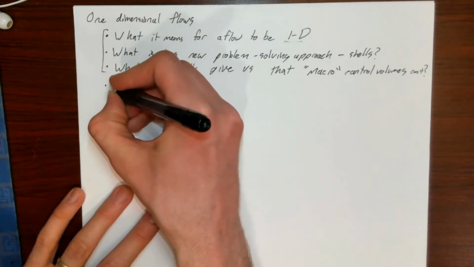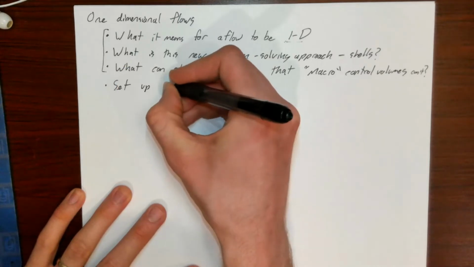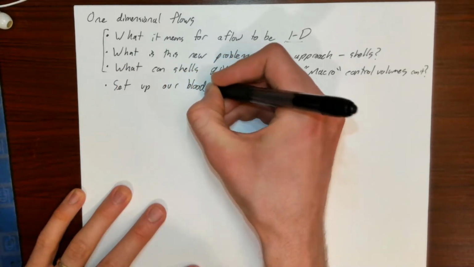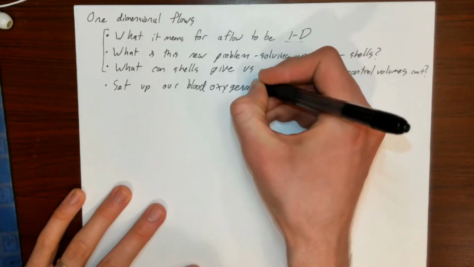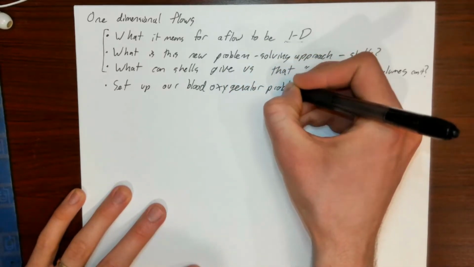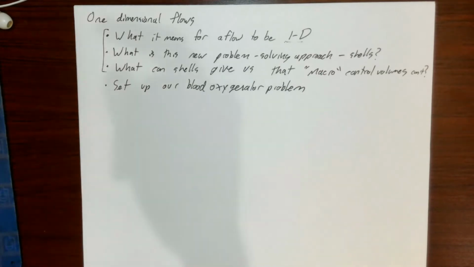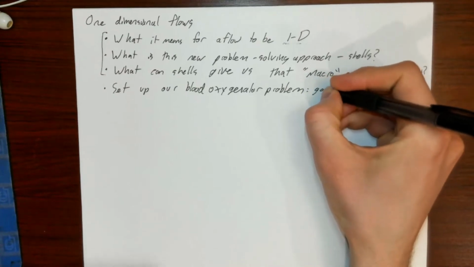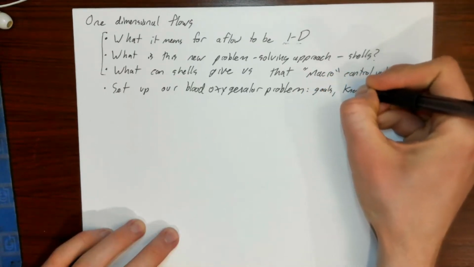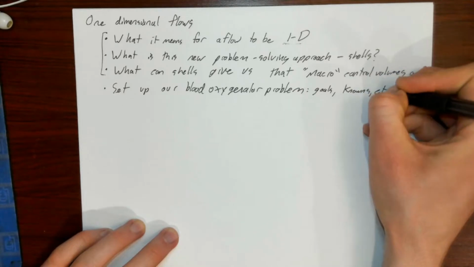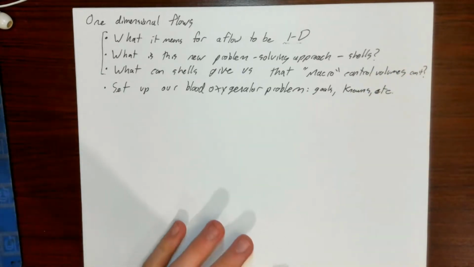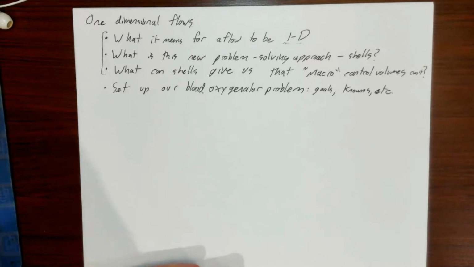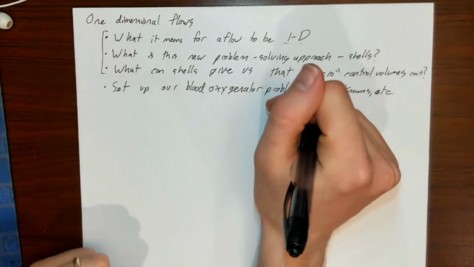So we'll set up our blood oxygenator problem, and we'll give ourselves some goals and also clearly describe what knowns we have in this problem. So we'll talk about goals, knowns, etc. We'll lay out all the information we need to describe this flow, to derive what's going on with this flow.